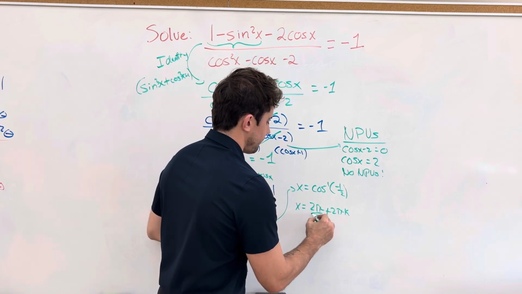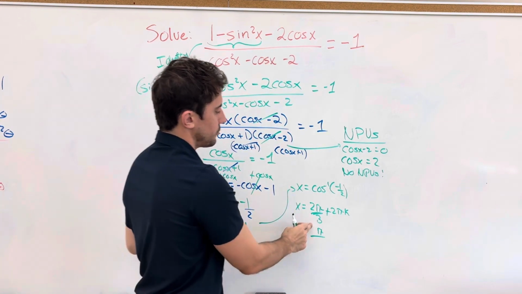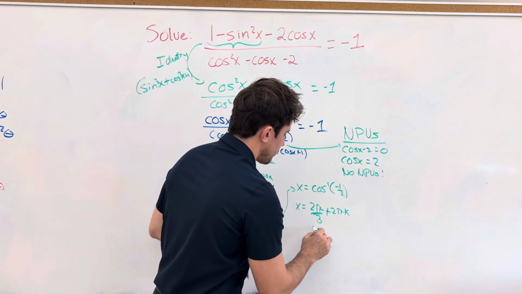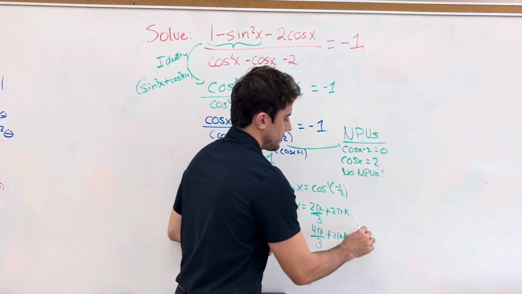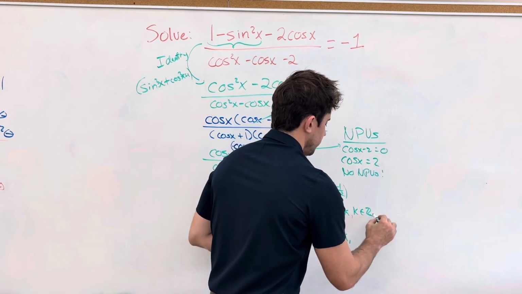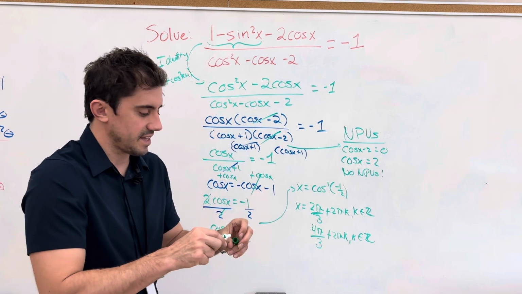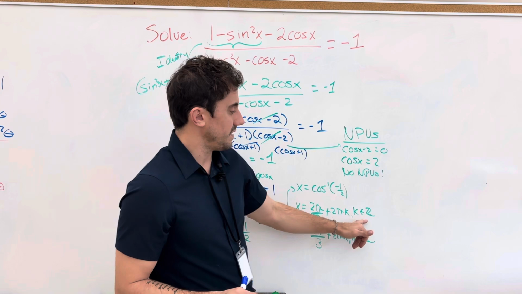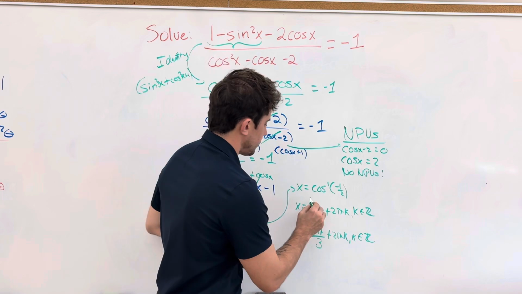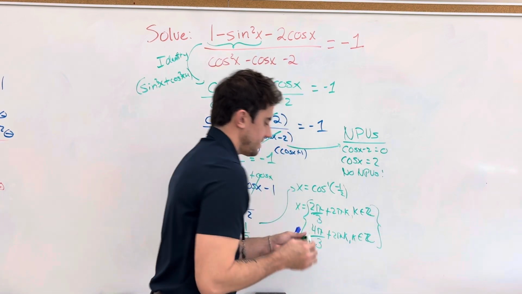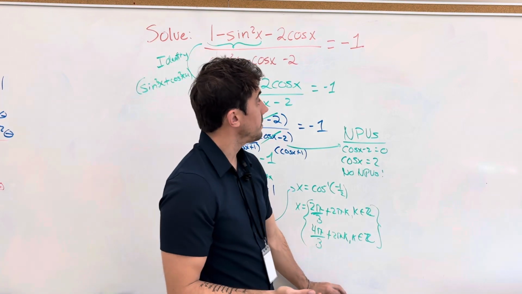2 pi over 3, that's in Q2, right? Cos is negative in Q2 and Q3, so 2 pi over 3 plus 2 pi k, as well as 4 pi over 3 plus 2 pi k in both cases for any integer value of k, right? This bubbly Z symbol is the set of all integers, and so k being any element of that set means k can be any integer value. And so this is our solution set. We should write this as a set of solutions, since there are infinitely many inside said set. And that is our solutions.